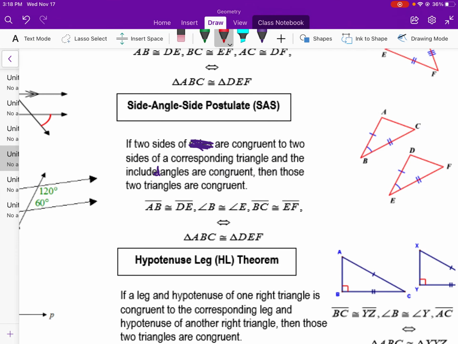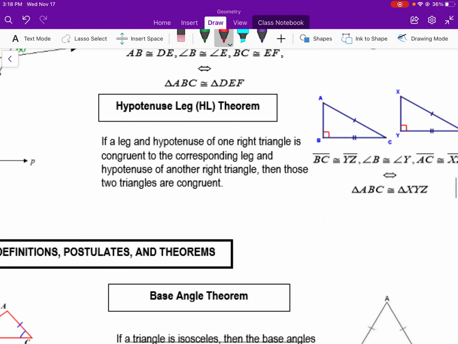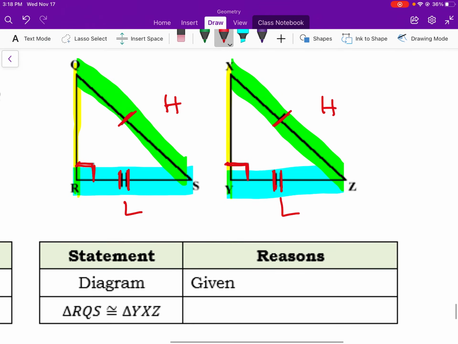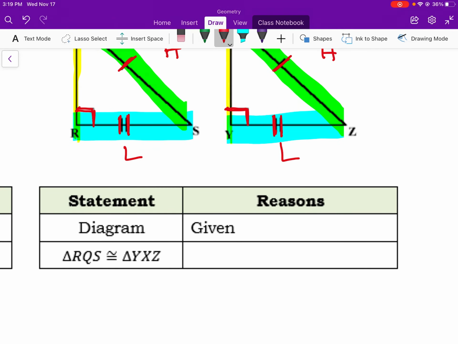So if I go back to my theorems, sure enough, my hypotenuse leg theorem is listed. If the leg and hypotenuse of one right triangle is congruent to the corresponding leg and hypotenuse of another, then those two triangles are congruent. So that's what we would use here, is the hypotenuse leg theorem.